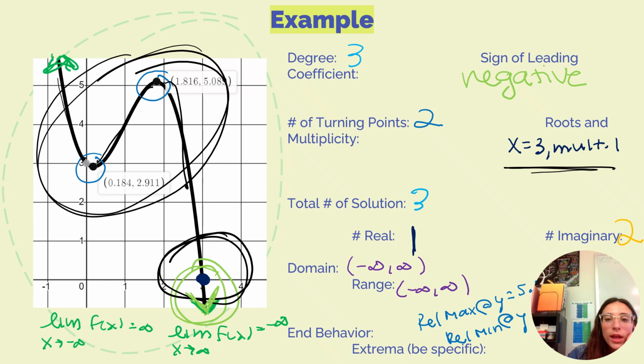End behavior, domain, range, all of that we've done before. Relative mins and maxes, if you can't really see, it's approximately 5 and 2 for your relative min and max. But that's it for this video.